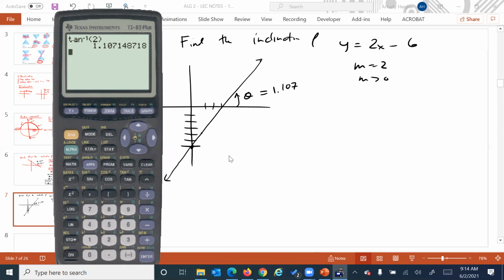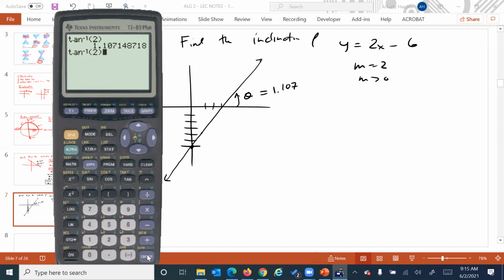Okay, let's go with ours. Let's go now in degrees. This is the radian measurement. Let's go to degrees. So click on mode, jump to degree mode right here. Click enter. Now we're in degree mode, right? Let's quit out of it. Let's press tangent inverse of 2 again.